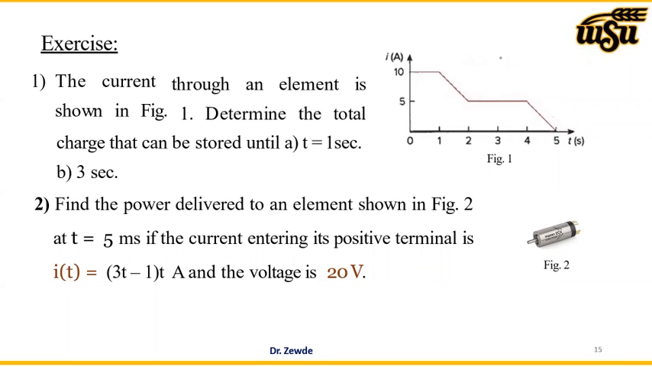Okay, here there are two examples. In the first case, we are asked to determine the total charge, or Q. So we are given, let me just choose the color. So we have constant current, and then again constant current.